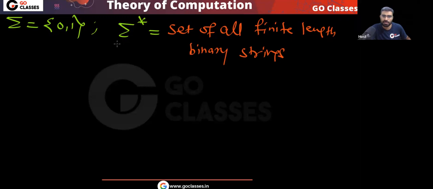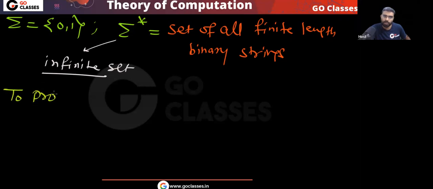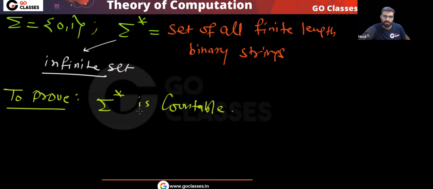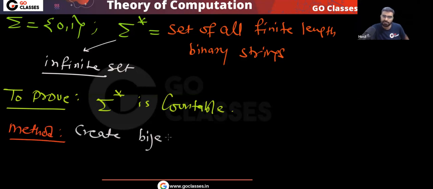This sigma star, you already know this is infinite, right? This is an infinite set. So all you have to do is create a bijection with N. To prove sigma star is countable, what is the method? What is the idea? The idea is simple: create a bijection with the set of natural numbers.